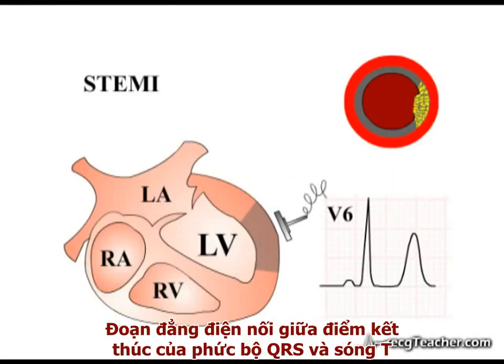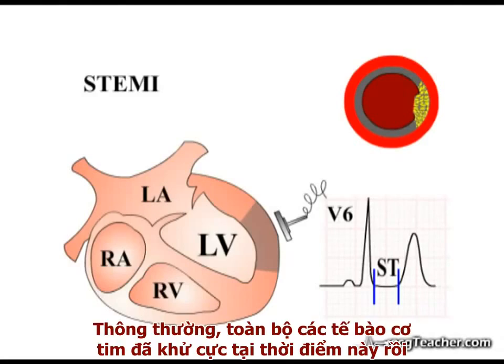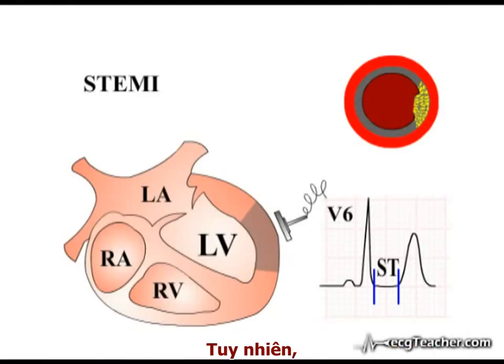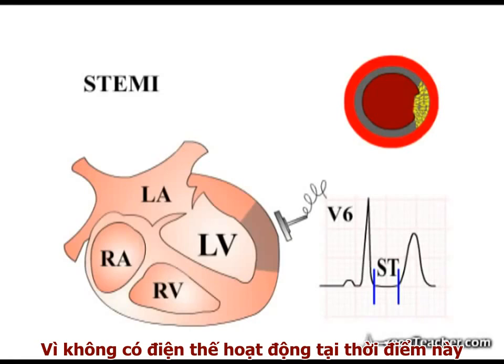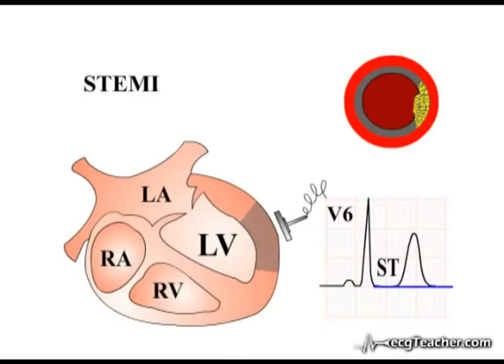The line on an ECG readout connecting the end of the QRS complex and the T wave is called the ST segment. Normally, all myocytes are depolarized at this time, and there is no electrical flow in the cardiac muscle. We'll see later that there are important exceptions, but under normal circumstances, as there is no electrical activity present at this time, the ST segments in all leads are expected to lie on the isoelectric line.